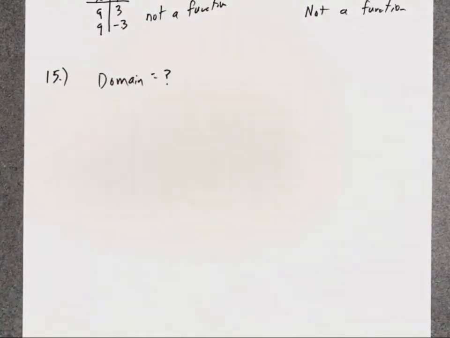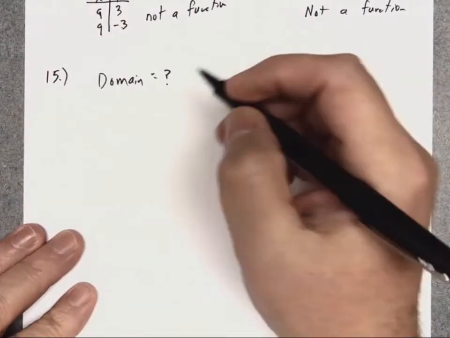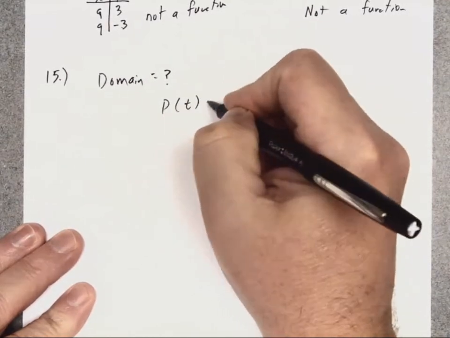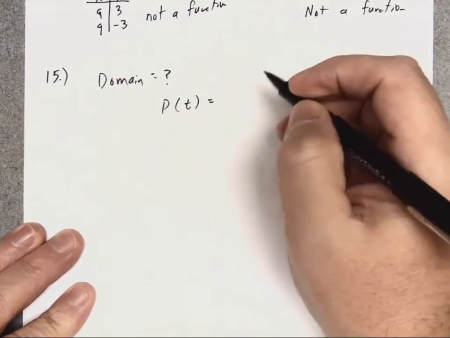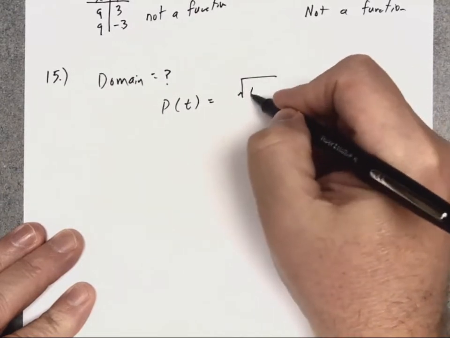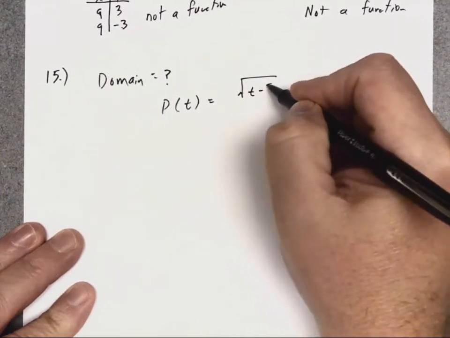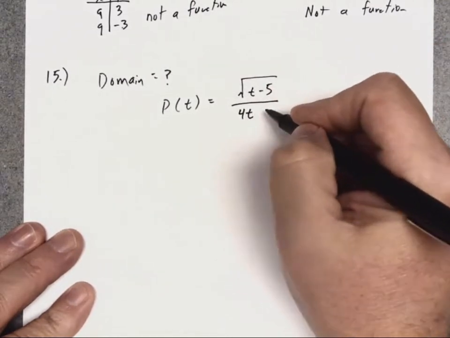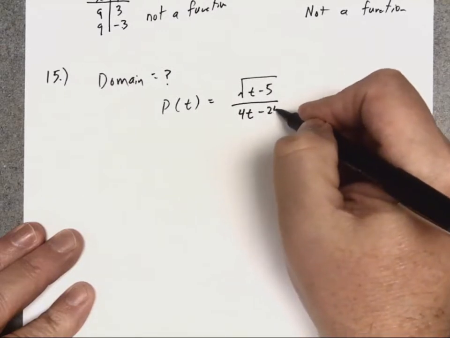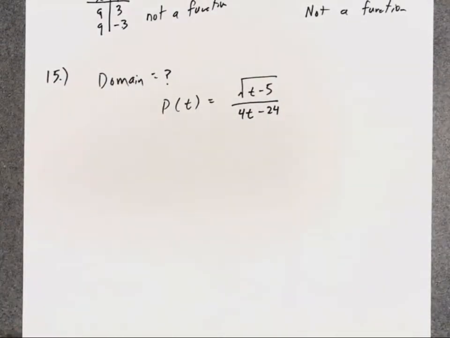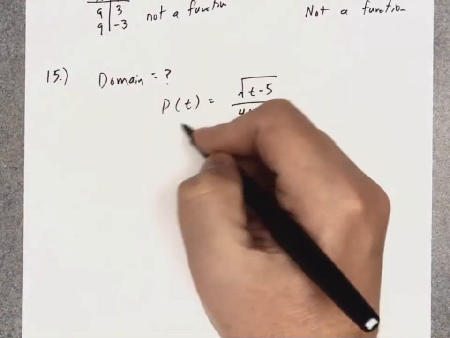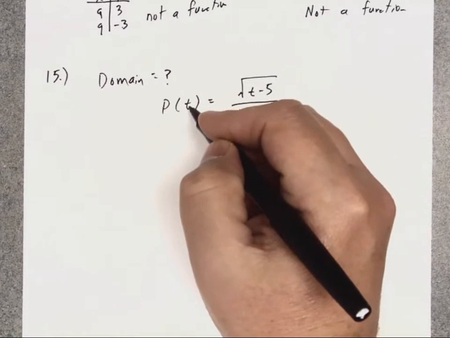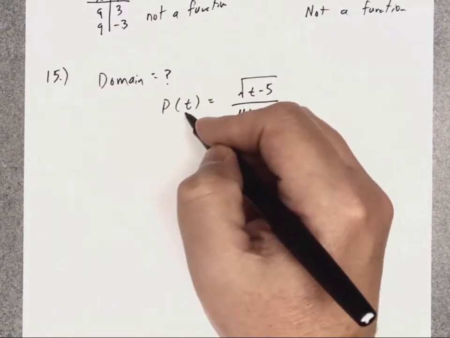They're asking for the domain, and the domain is going to be, I've got a function p of t, square root of t minus 5 over 4t minus 24. Let's talk about domain. Once again, this is function notation. This doesn't mean P times T. This means I've got a function or an equation.